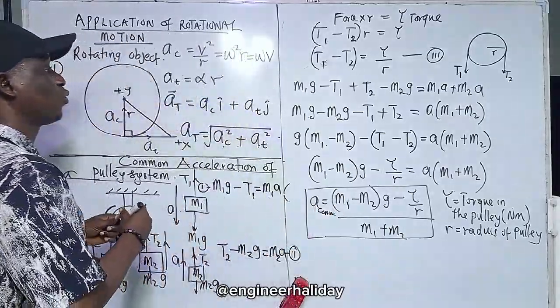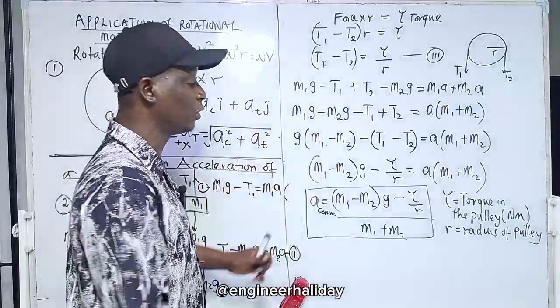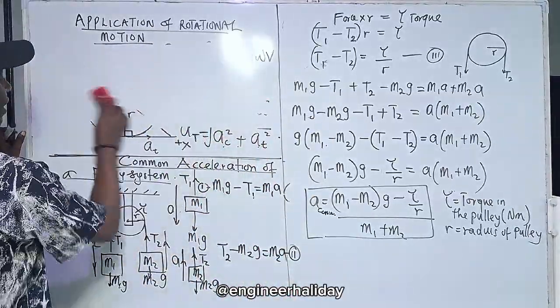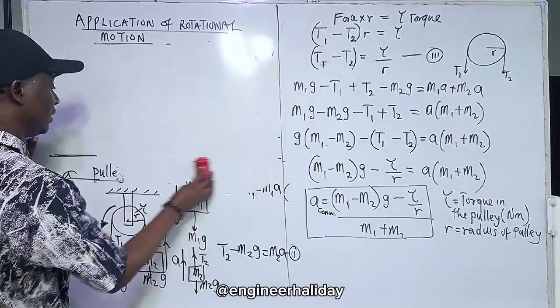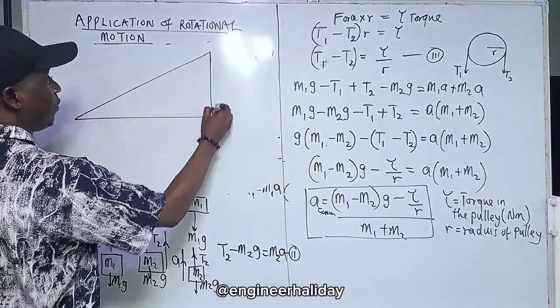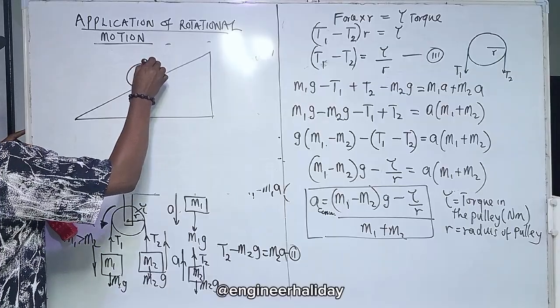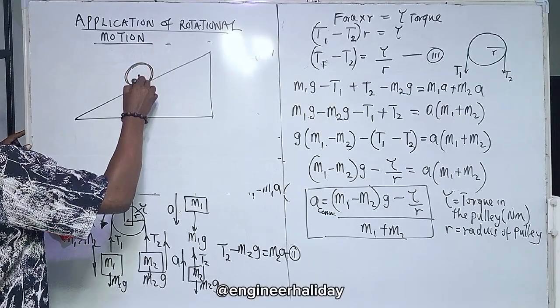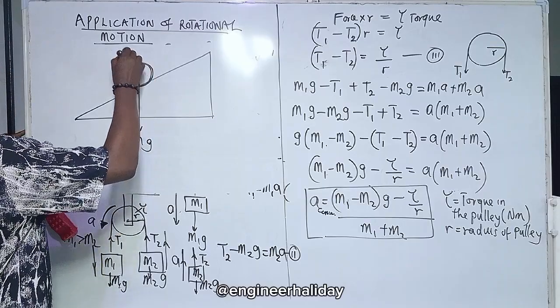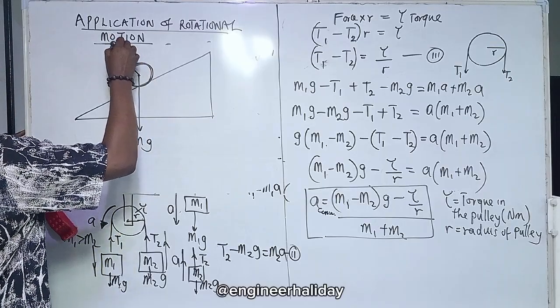The next one is how to find acceleration in an inclined plane. How to find acceleration in an inclined plane, the one I drew before. Now, this is what we have here. We have the center, the weight acting, mg. Now, this is the normal reaction, R.